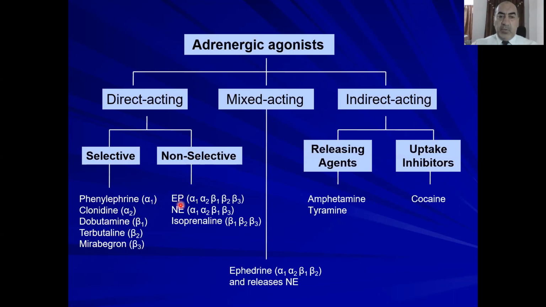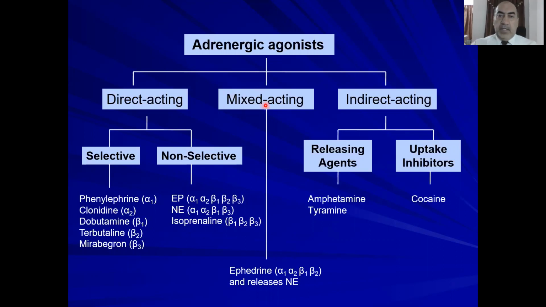Non-selective ones include epinephrine, which is the parent drug, the prototype adrenergic drug that activates everything: alpha 1, 2, beta 1, 2, 3, everything. Norepinephrine is similar except for beta 2; it's less effective on beta 2. Isoproterenol is selective only on beta receptors, but it's non-selective among the beta receptors, activating beta 1, 2, and 3.